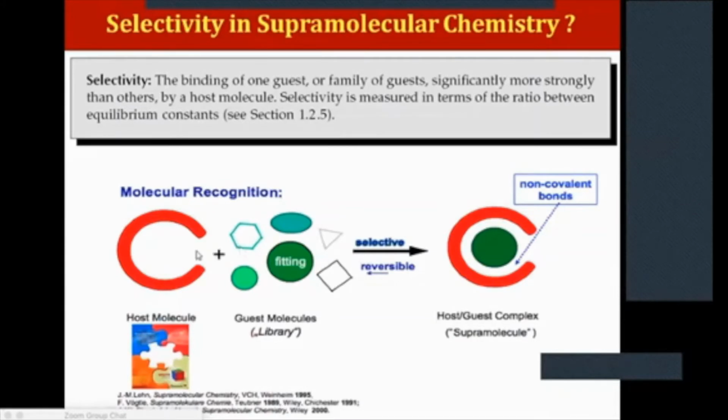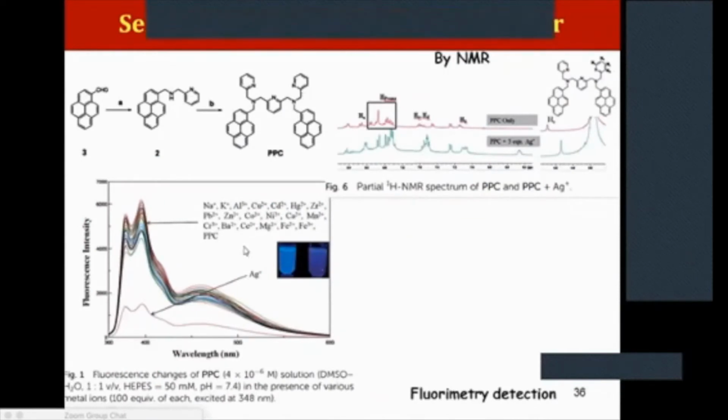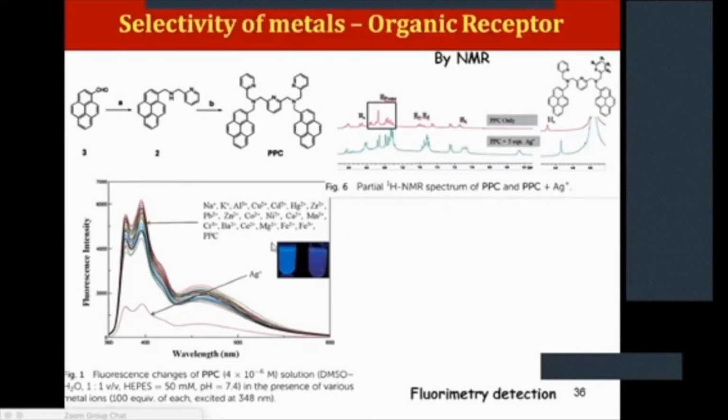So this is one of our research works. This is the host molecule, called PPC, and it has five different heteroatoms here. These heteroatoms can donate a pair of electrons to bond to the silver ion. This was done by fluorimetric analysis, fluorescence. Several cations have been analyzed. Only silver binds selectively, not all the other ions. You can see the color change also from light blue to purple, and it has been determined with NMR titration also. So this is called selectivity, which is very important.